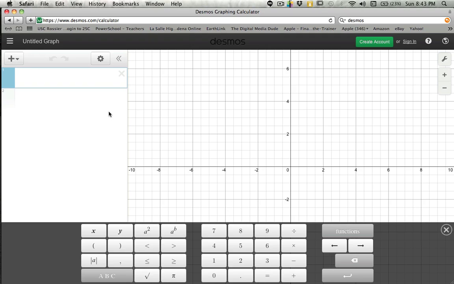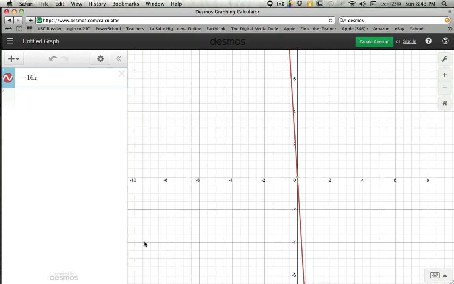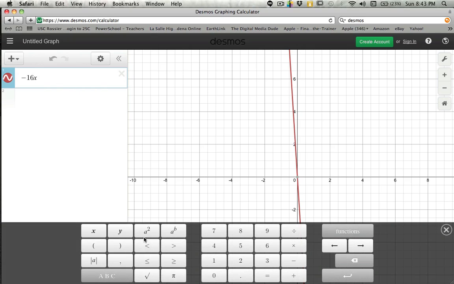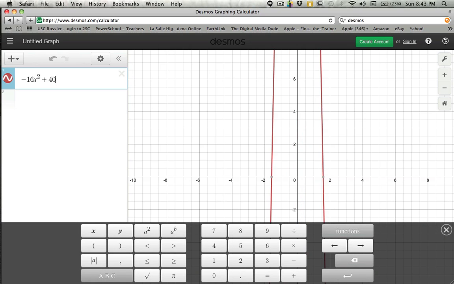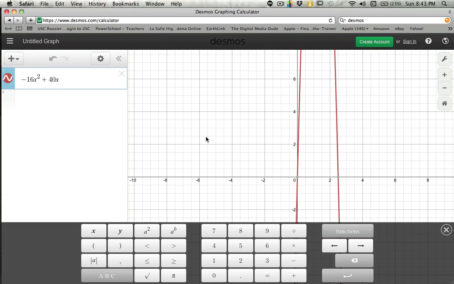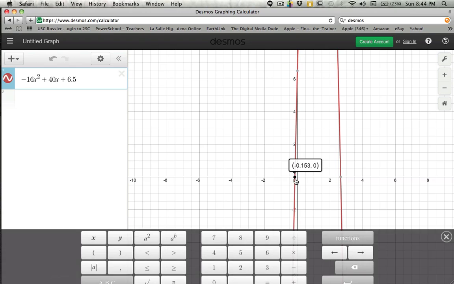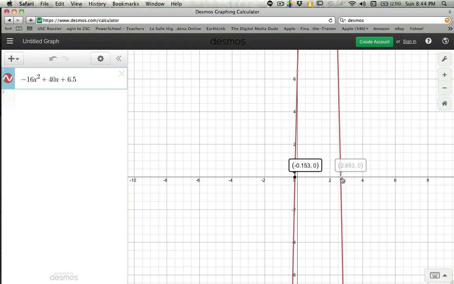So I'm going to use the Desmos graphing calculator, and I'm going to graph this. So I have negative 16, I'm going to say x squared plus 40x plus 6.5. And this is what I'm looking for here. I have negative 0.153 and I have 2.653. Now, which solution is it that I want?